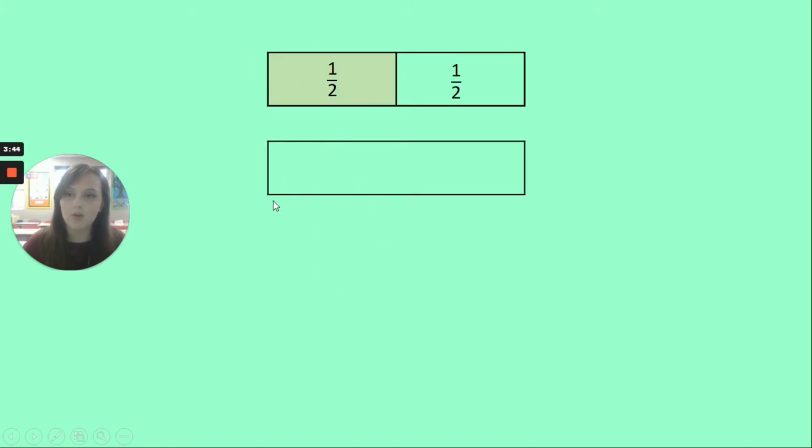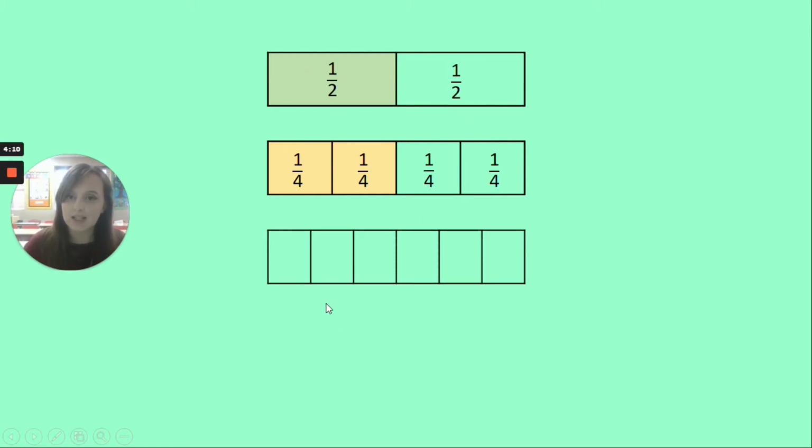Now I have another bar model. It's exactly the same size as the top one, but instead of splitting it into halves, I'm going to split it into quarters. You can see I've already coloured in my 1/2. How many quarters should I colour in that are worth the same amount? If I colour in 2 quarters, we can see it's worth the same as 1/2. They take up the same amount of space.